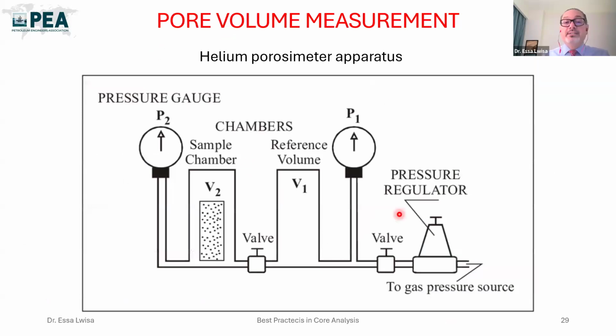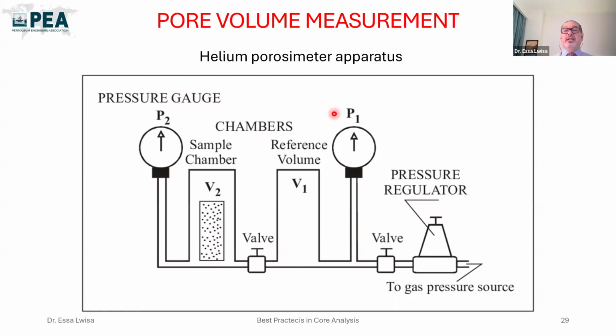The pore volume measurement using the mercury, as you can see here, it is a scheme of the helium porosimeter. Later on, when we reach the capillary pressure, I will show you how to measure the bulk volume by mercury intrusion. So we said that porosity is the ratio pore volume over bulk volume. Now we talked about how to obtain the bulk volume. Okay, how to obtain the pore volume?